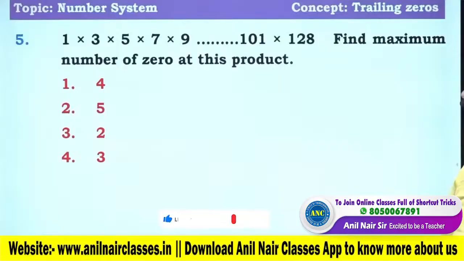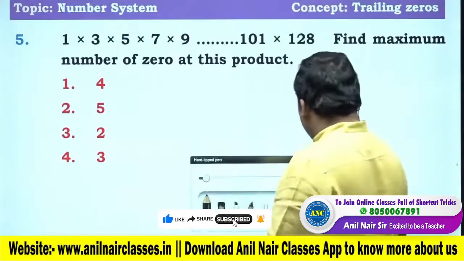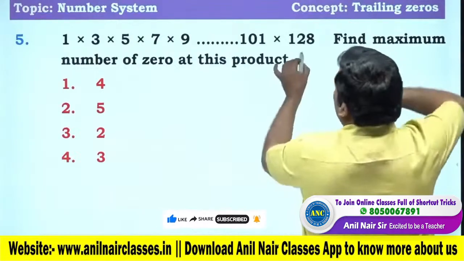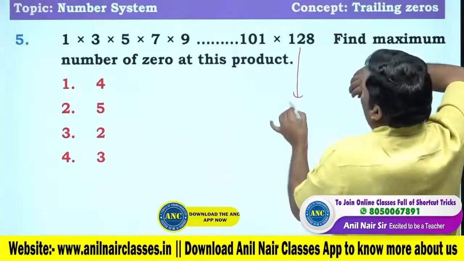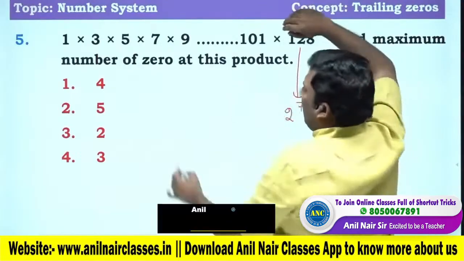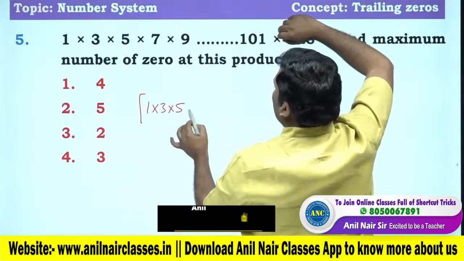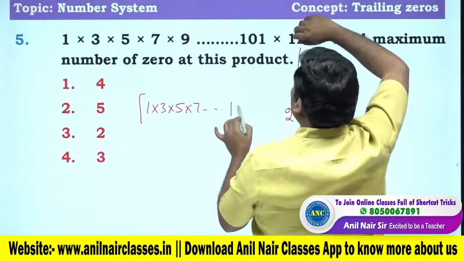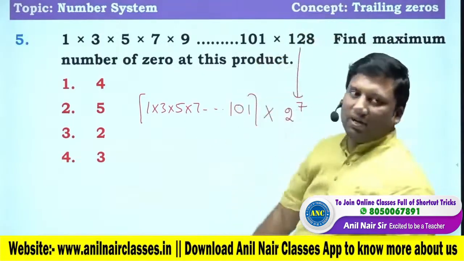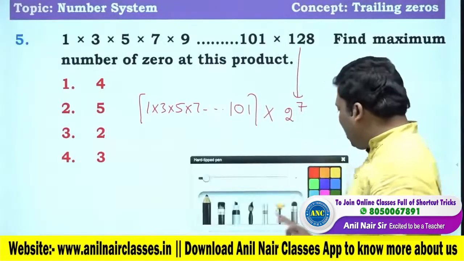1 into 3 into 5 into 7. Now, this is a very, very good question, sir. 1 into 3 into 5 into 7 and so on up to 128. 128 is 2 power 7. This number is 1 into 3 into 5 into 7 and so on up to 101, into 2 power 7.